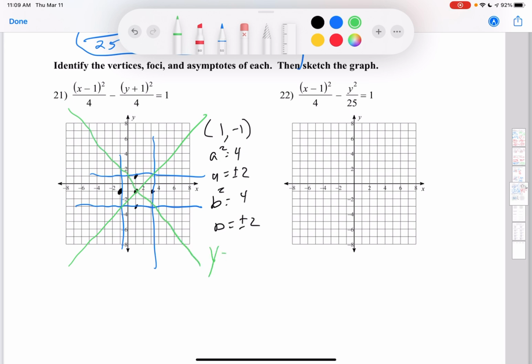Those asymptote lines are going to be y is equal to plus or minus. Well, it's rise over run, and I got to get to that corner, so I'm going up 2 over 2. So it's just plus or minus 1 over 1x. So y is equal to plus or minus x. That's my asymptote line. And again, there's a plus or a minus 2 in here too, but we're not going to worry about that part right now because of the y-intercept. Now we have to graph it so it looks like an X. So it's going to look something like that.